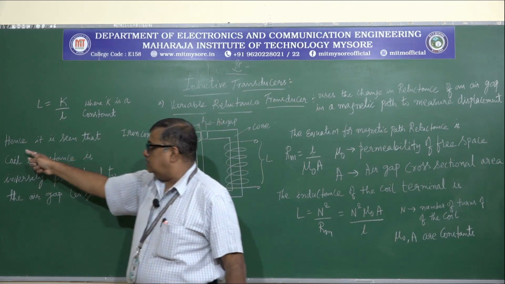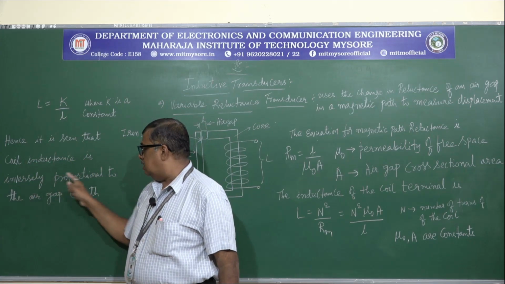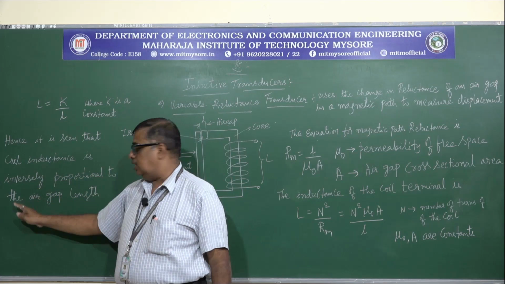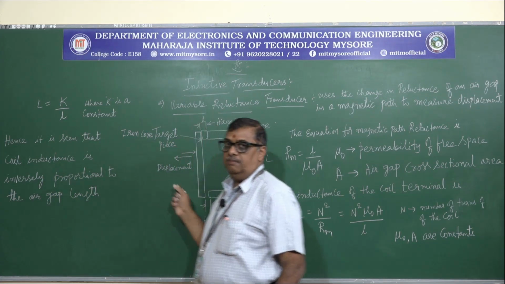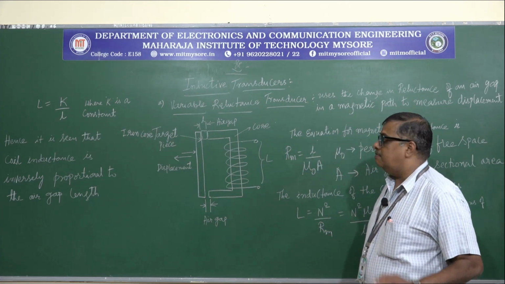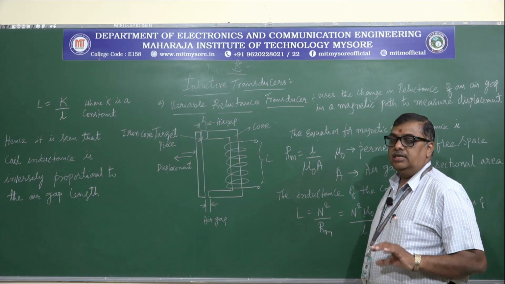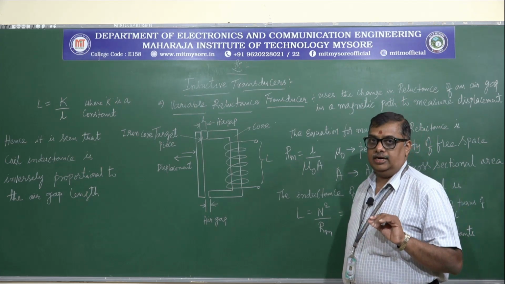Hence it is seen that coil inductance is inversely proportional to the air gap length. So this is the working principle of an inductive type transducer. They are basically used to measure displacement in terms of change in inductance.